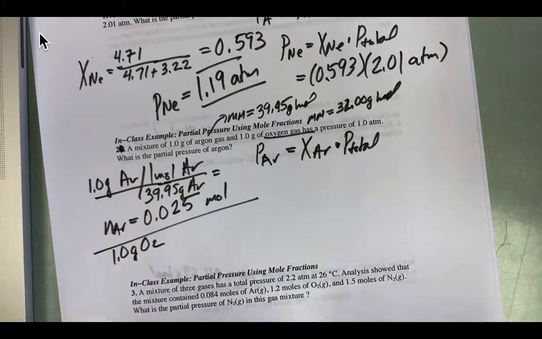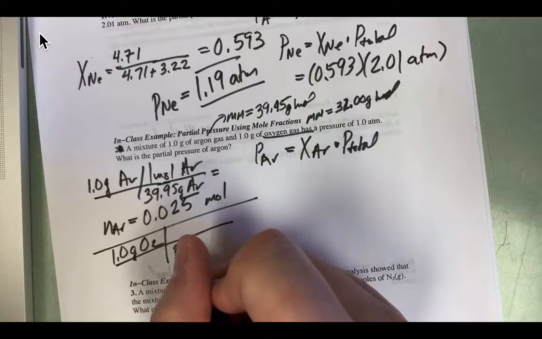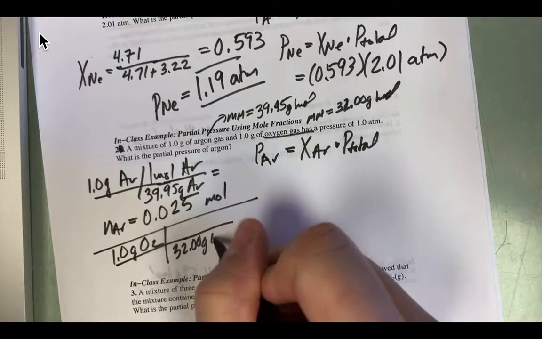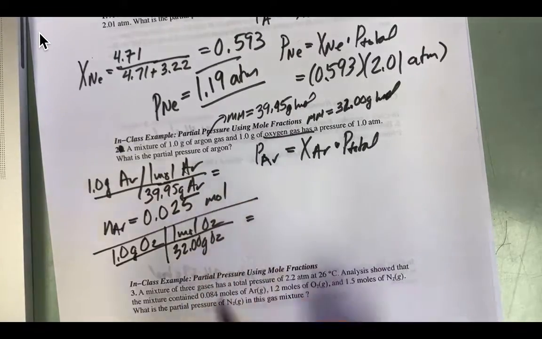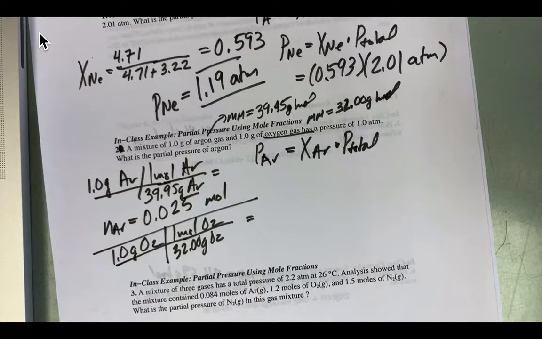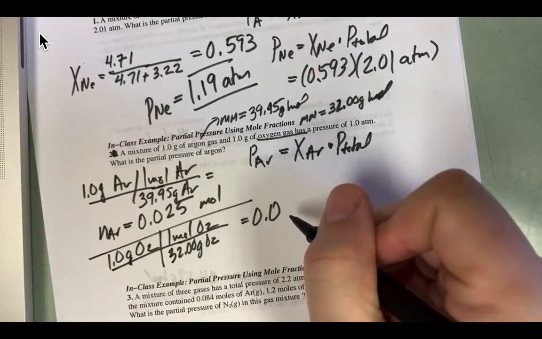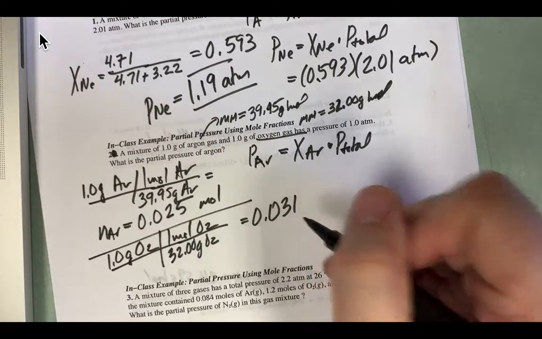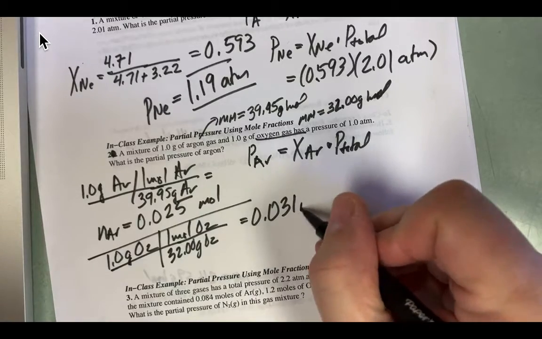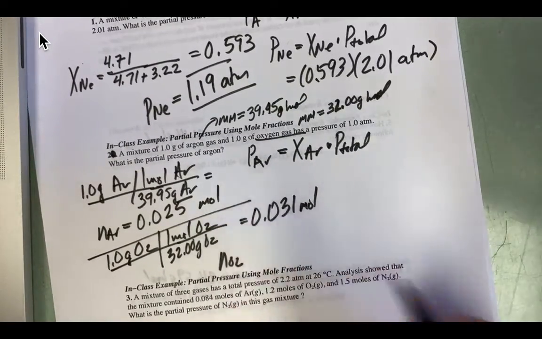Okay, we need to do the same thing with the O2. There's also exactly 1 gram of O2 gas. Okay, for this one it's 0.031 moles. So that's my number of moles of O2.